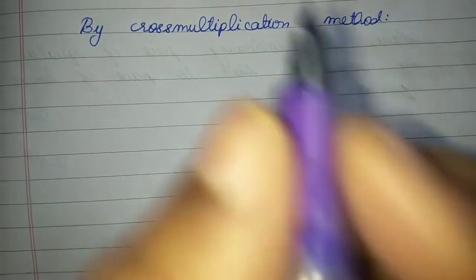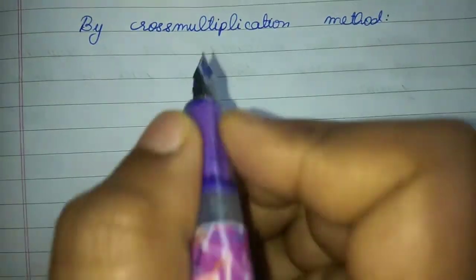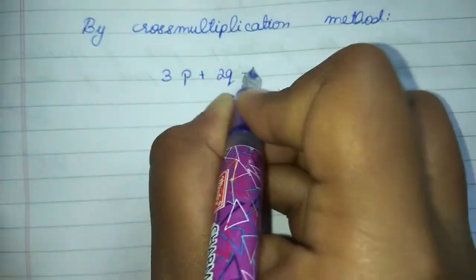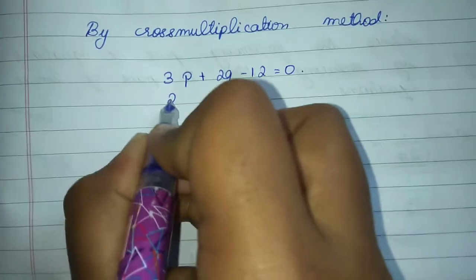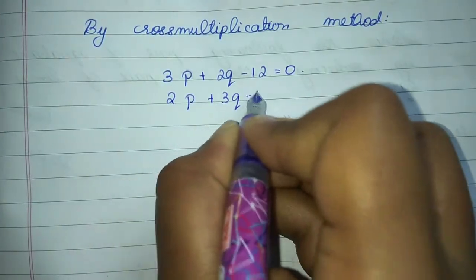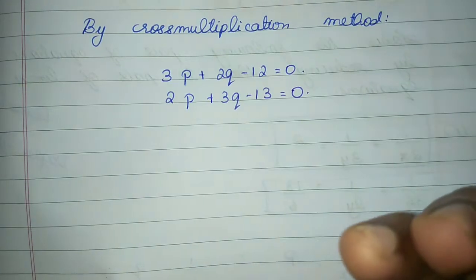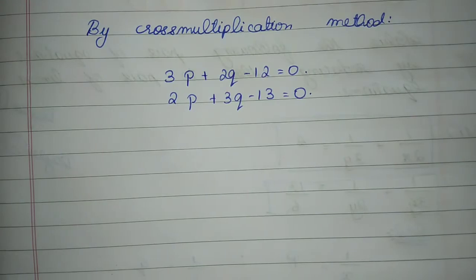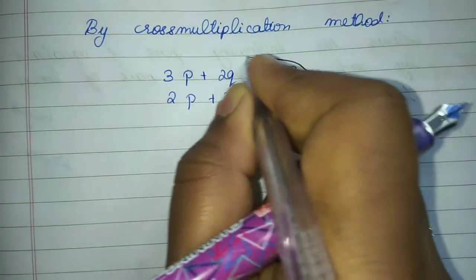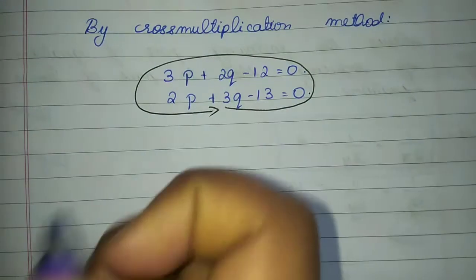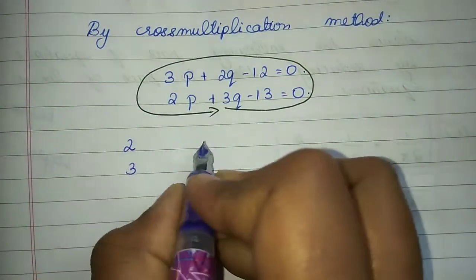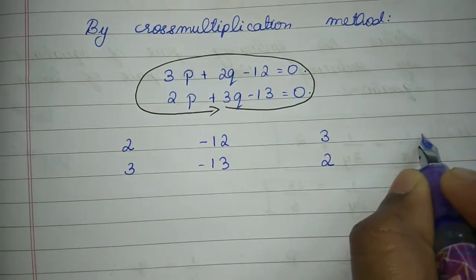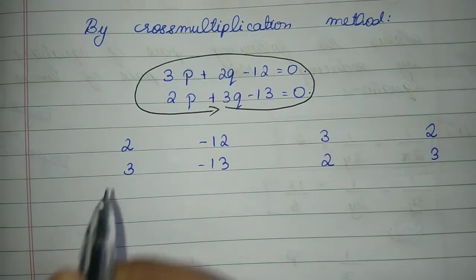In order to proceed, we'll just write the equations in the standard form. So my first equation will be 3p plus 2q minus 12 is equal to 0 and 2p plus 3q minus 13 is equal to 0. So now I will be just writing here. We will be starting from B and ending in B itself. So 2, 3, minus 12, minus 13, 3, 2, 2, 3. So now I will be just crossing it.